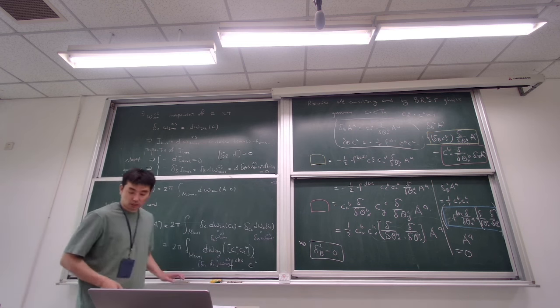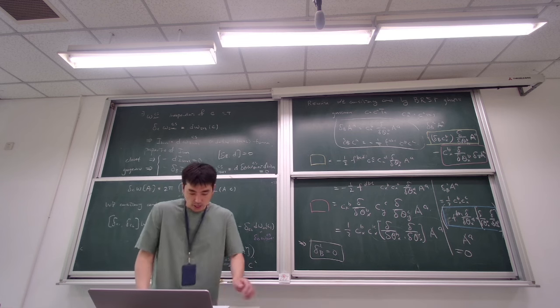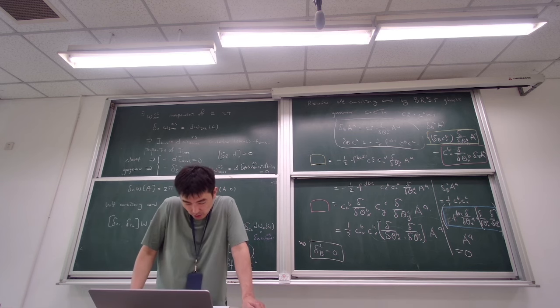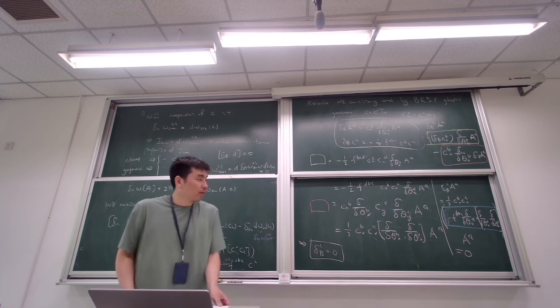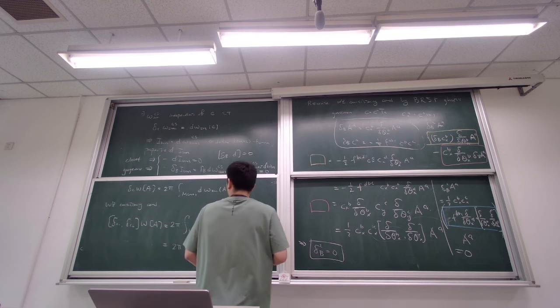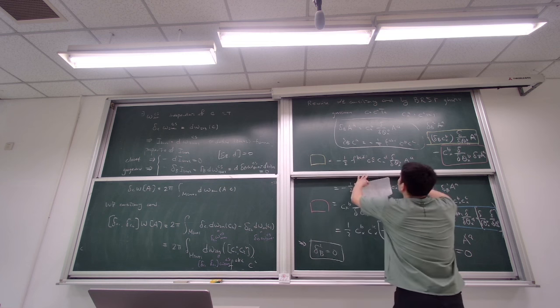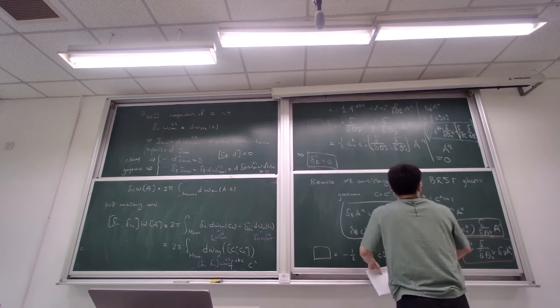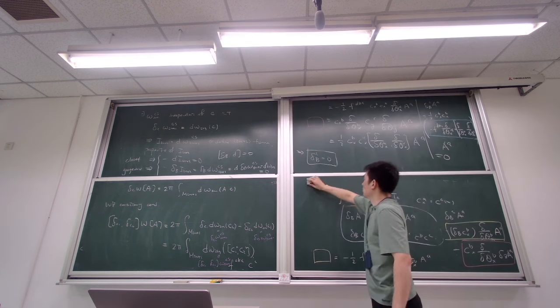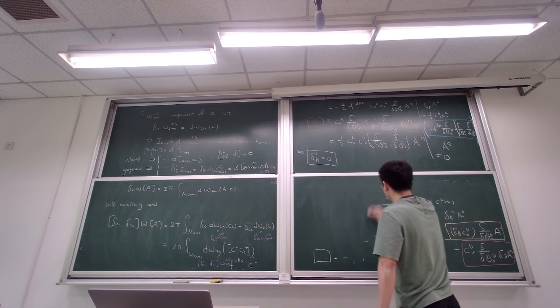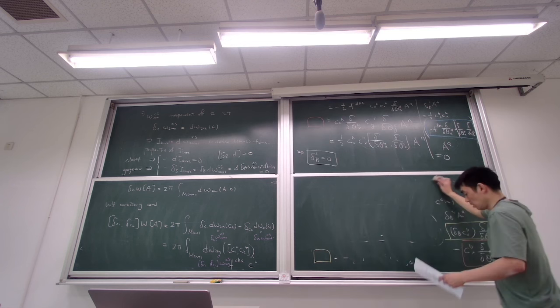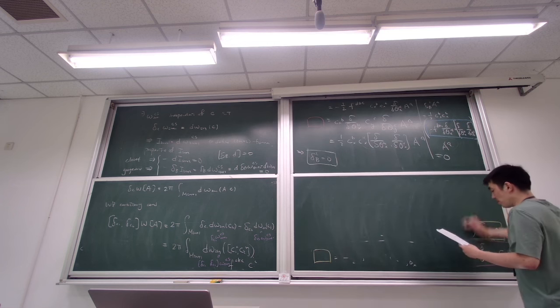People call this an anomaly polynomial. Why it's called an anomaly polynomial will become evident later. But let me move on.